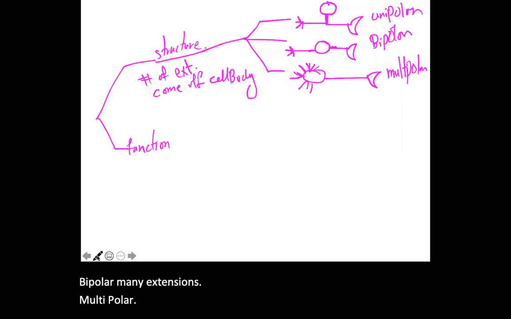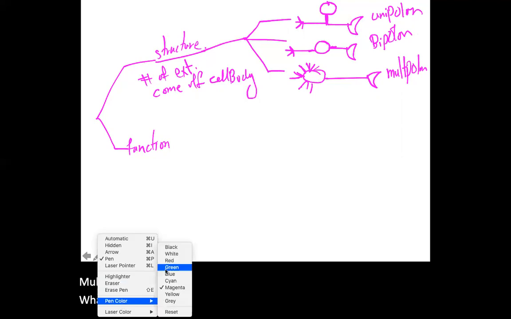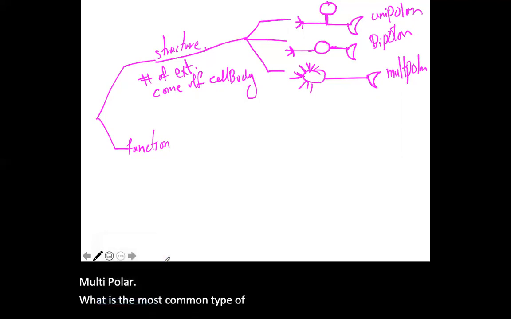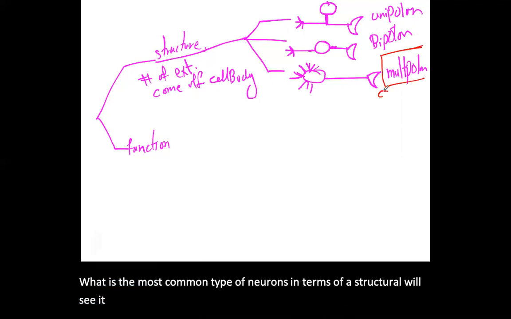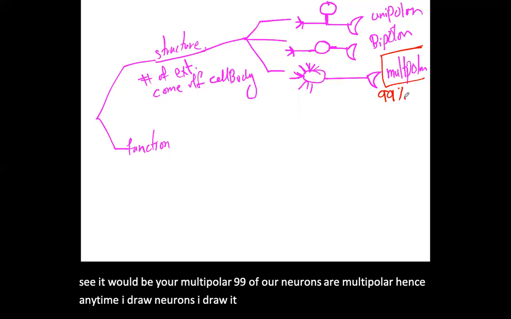What is the most common type of neurons in terms of structure I will see? It would be your multipolar. 99% of our neurons are multipolar. Hence, anytime I draw a neuron, I draw it based on the picture of a multipolar neuron.